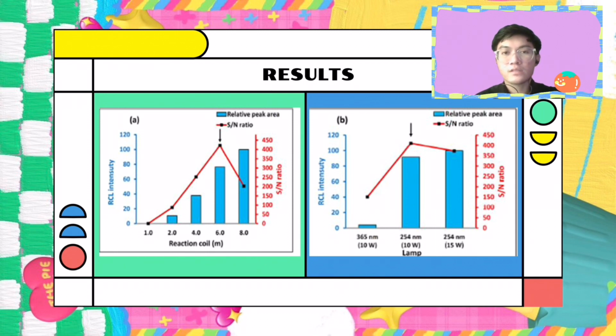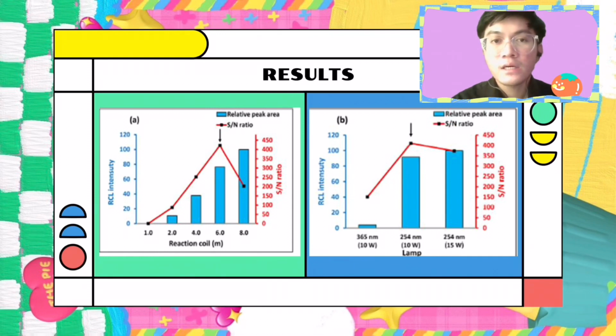Firstly, the effects of different factors affecting the online UV irradiation luminol chemiluminescence reactions of DNPH hexanal derivative were studied through an experiment to see their influence on relative peak area and signal to noise ratio. Firstly, the UV irradiation reaction coil length was studied over the range of 1 until 8 meter, and it was found that CL intensity increases with the increase in the coil length. However, the best signal to noise ratio was obtained using a 6 meter coil.